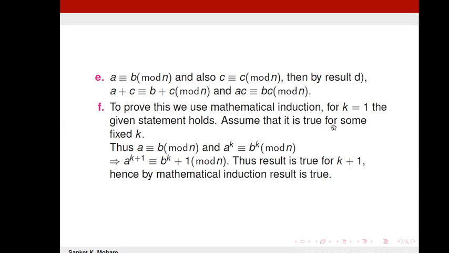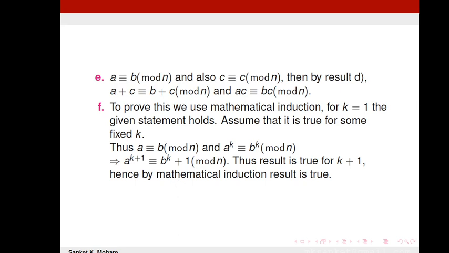Assume that it is true for some fixed k. Thus, A is congruent to B modulo n implies A to the power k is congruent to B to the power k modulo n. This implies A to the power k plus 1 is congruent to B to the power k plus 1 modulo n. Thus the result is true for k plus 1. Hence by mathematical induction the result is true.